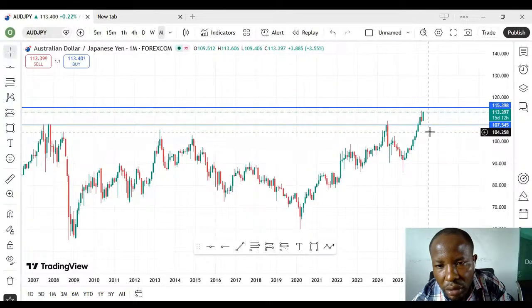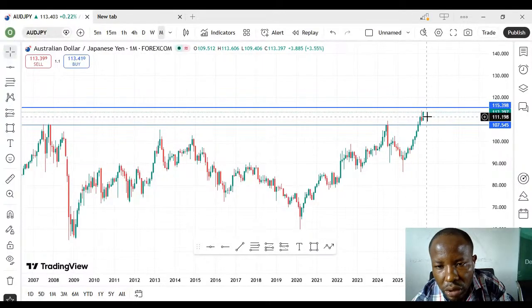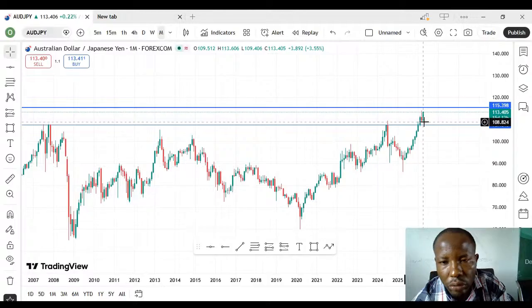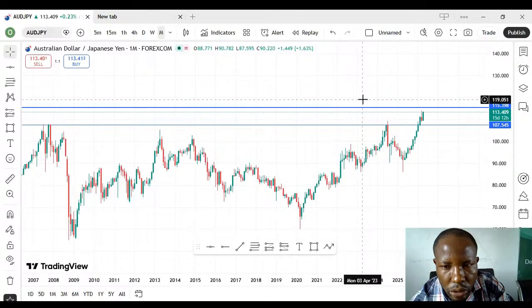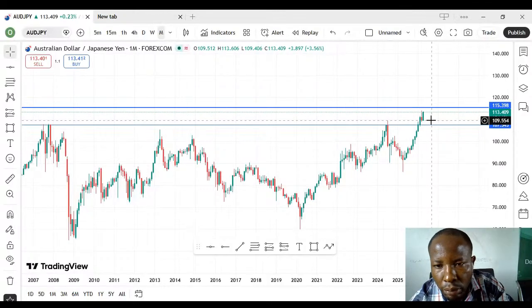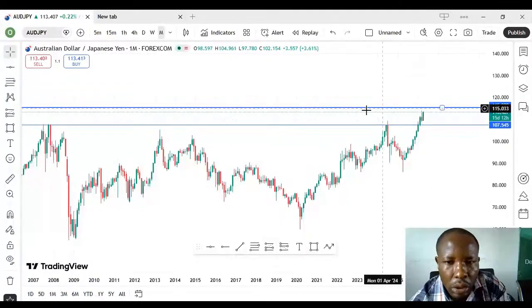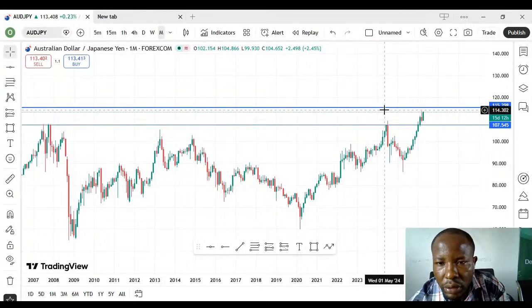So looking at it this way, you see that we'll have one, two, so three. This third candle is going to close bullish, which is the month of April, going to close bullish on AUD, buying and buying and buying until this month ends. Okay, so that is the first one.